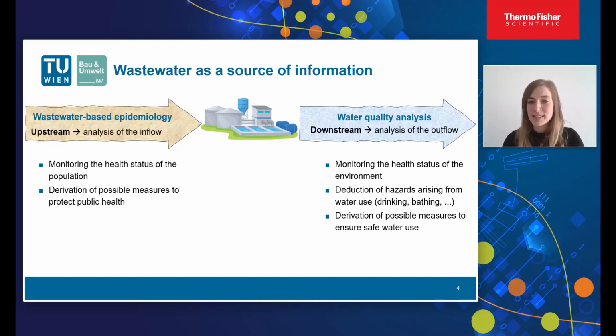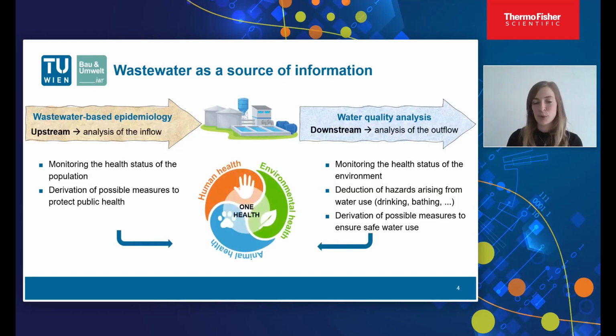With this, we can also derive possible measures to protect public health. If we look at the water quality analysis on the right-hand side, we can monitor the health status of the environment. So we can see what is going back to the rivers. With this, we can deduce potential hazards which might be arising from water use, like drinking or bathing, and then derive possible measures to ensure safe water use. All of this together should serve the One Health approach, because the One Health approach has the idea to tightly connect human health with environmental health and animal health and see a more holistic picture rather than seeing the disciplines isolated from each other, because the common goal is to protect public health.